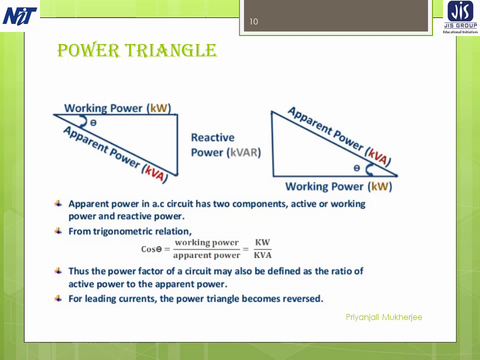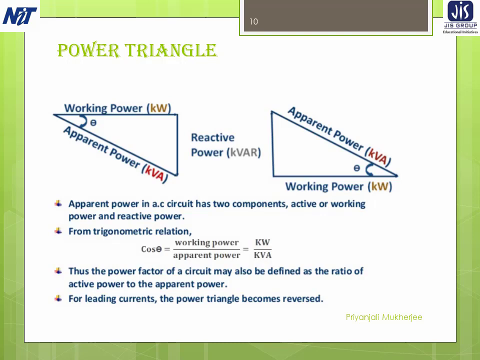Here we can see that the working power is along the base, and the perpendicular one is the reactive power, and the apparent power is root over of kilowatt square plus kVAr square. So the apparent power has two components, one is the active part and another is the reactive part, and using the Pythagoras theorem we can find that cos of theta is the ratio of the working power divided by the apparent power, that means kilowatt by kVA.